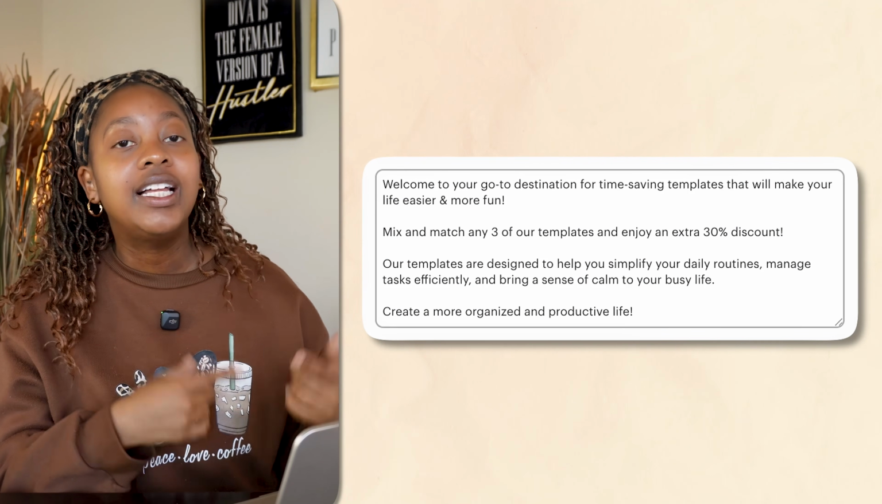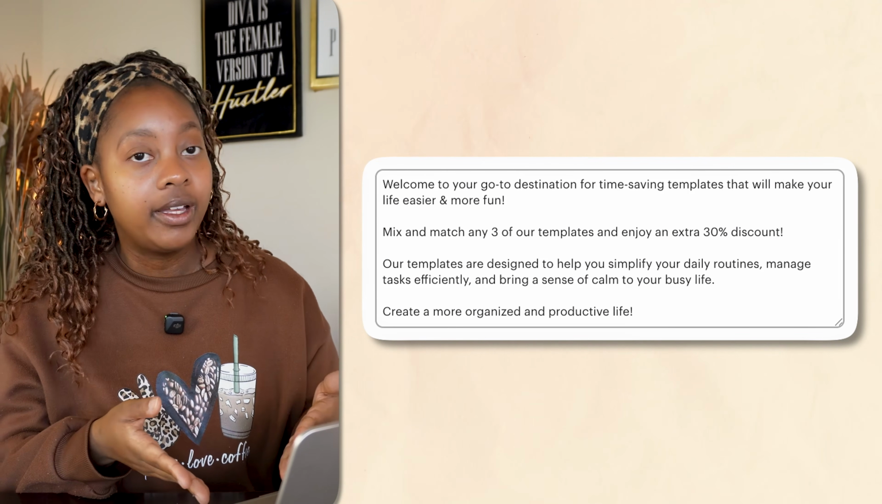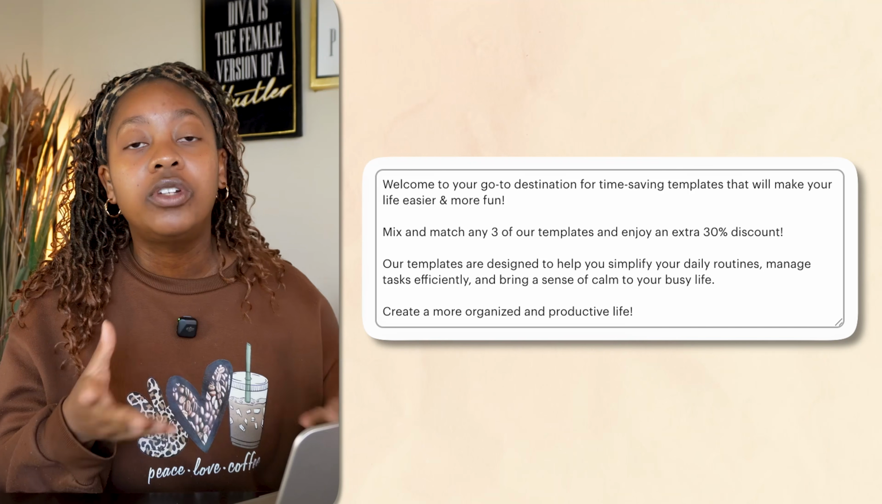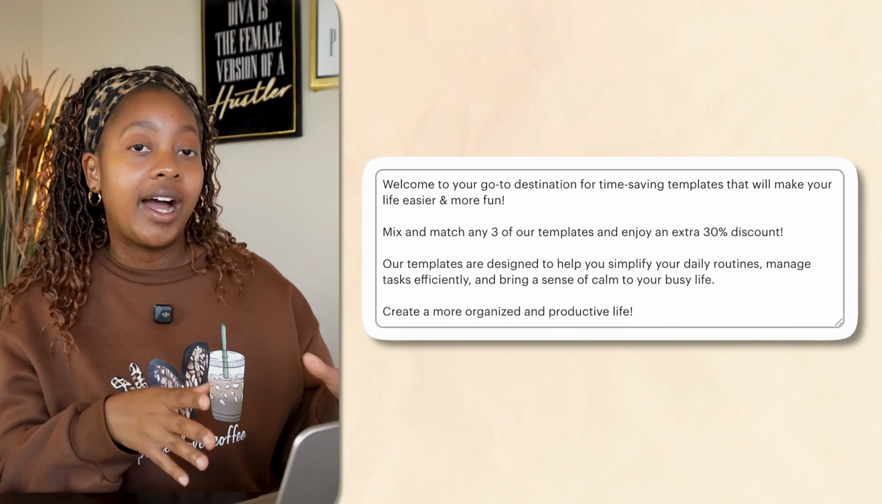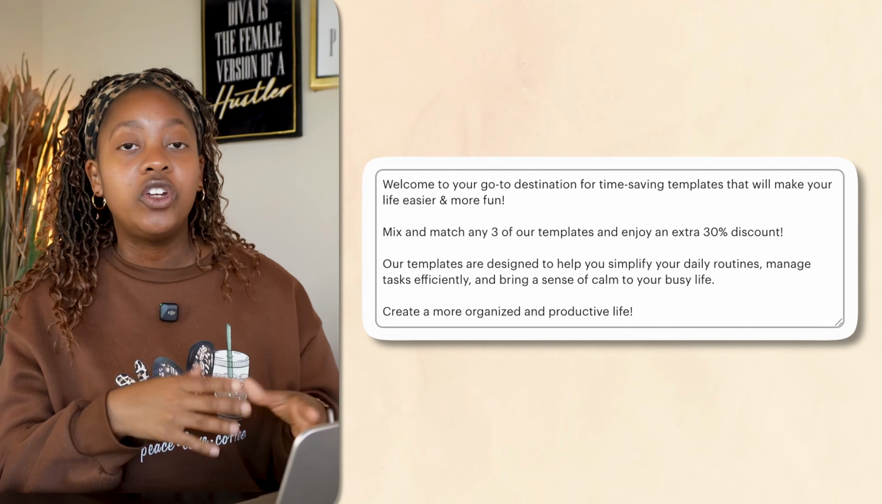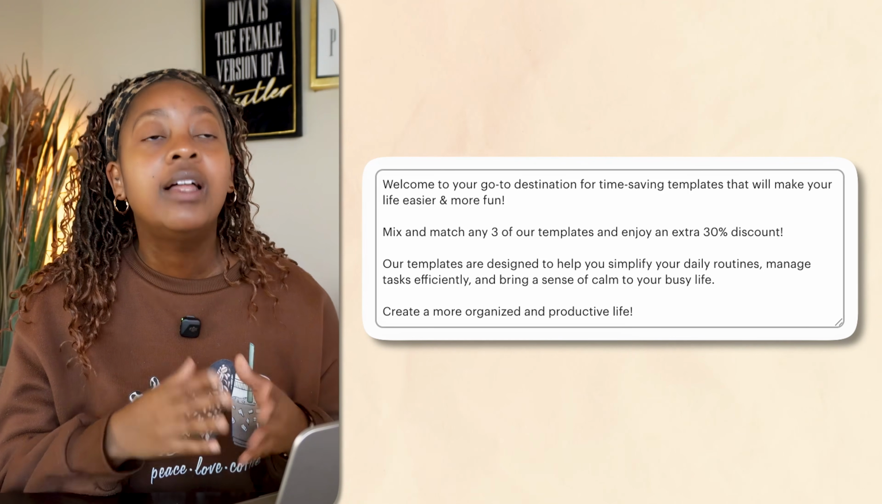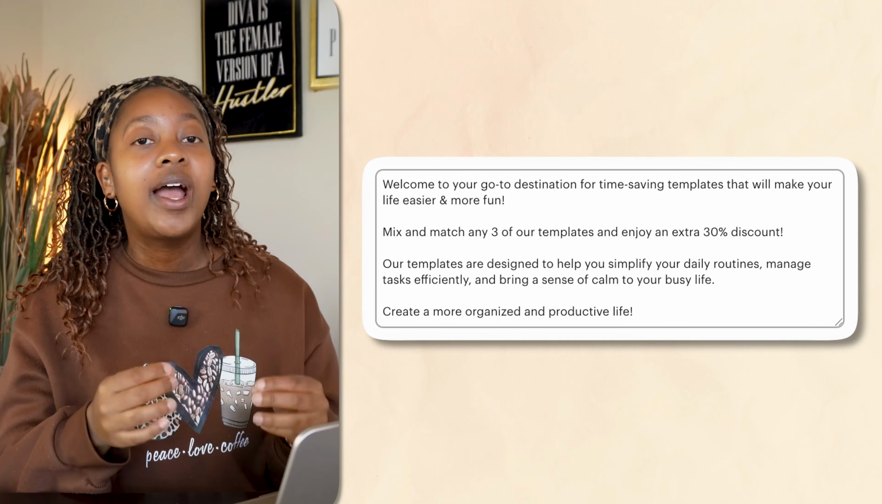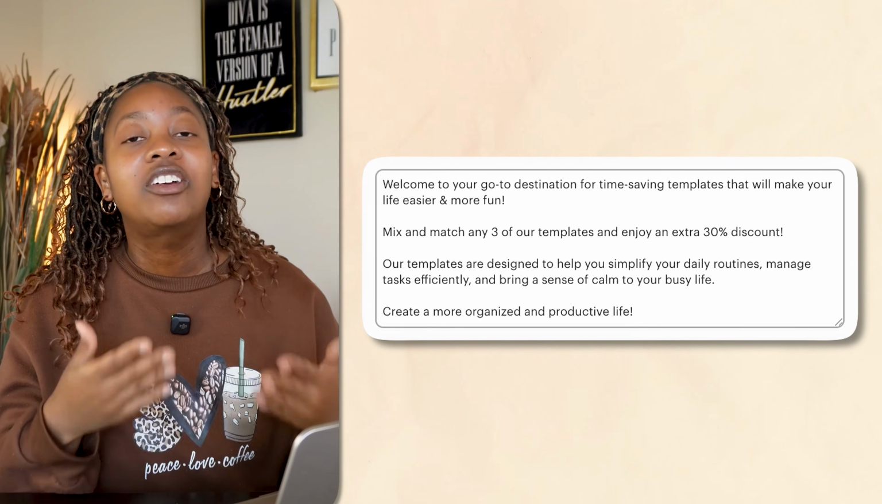In my shop, my announcement does 3 things. First, I lead with what I sell and how I can help them. Then I include a bundle discount. So I let them know if they buy 3 products, they can get 30% off. And then I end with a clear value bomb, letting them know why my products are going to make their life easier and better. This announcement is working while I sleep.